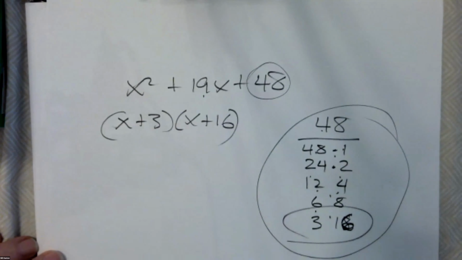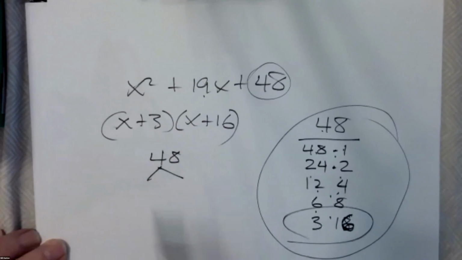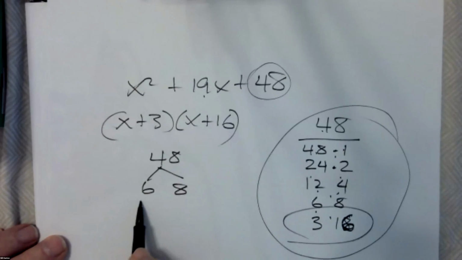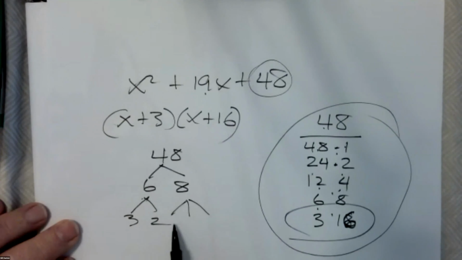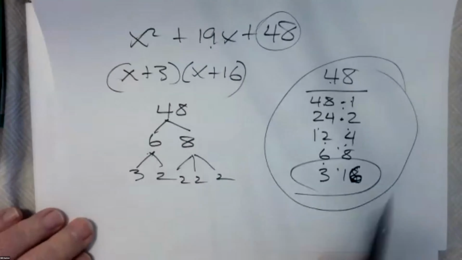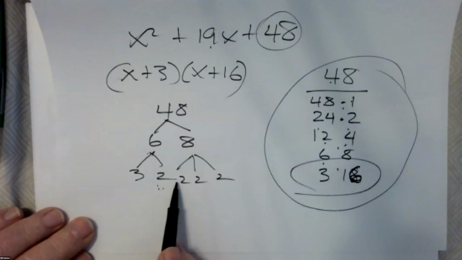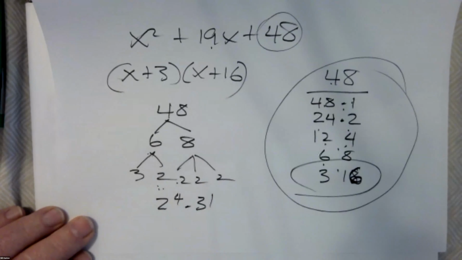Now, how do I know if I have all the factors? Well, let's do our prime factorization. 48 is 6 times 8. 6 is 3 times 2, and 8 is 2 times 2 times 2. To know if I have all the factors, I rewrite this as 2 to the 4th times 3 to the 1st.